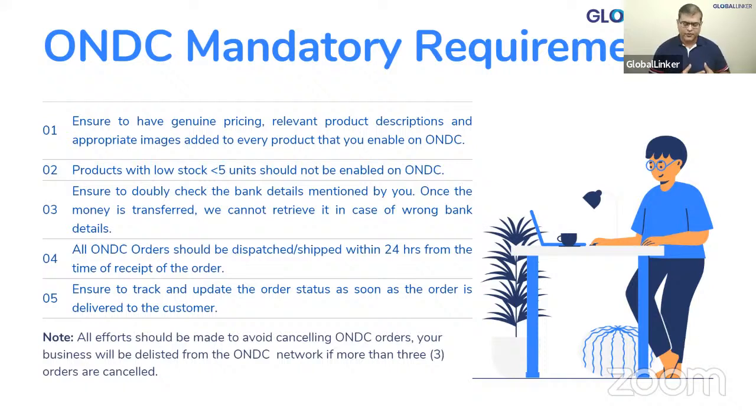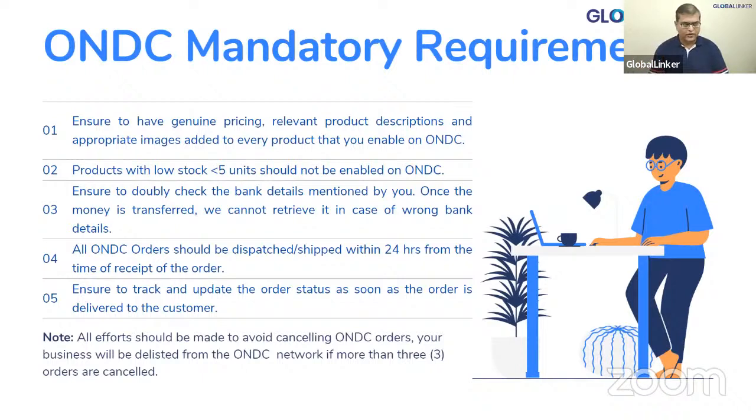So the first point, and I'll just quickly read them out. The first point is you have to ensure that genuine pricing and relevant product description and appropriate images are added to the product. So if your pricing is inaccurate or if you have not added the images, those products will not be displayed on the ONDC network. If you have low inventory, so if the product inventory is less than 5 units, those products will not be displayed on ONDC.